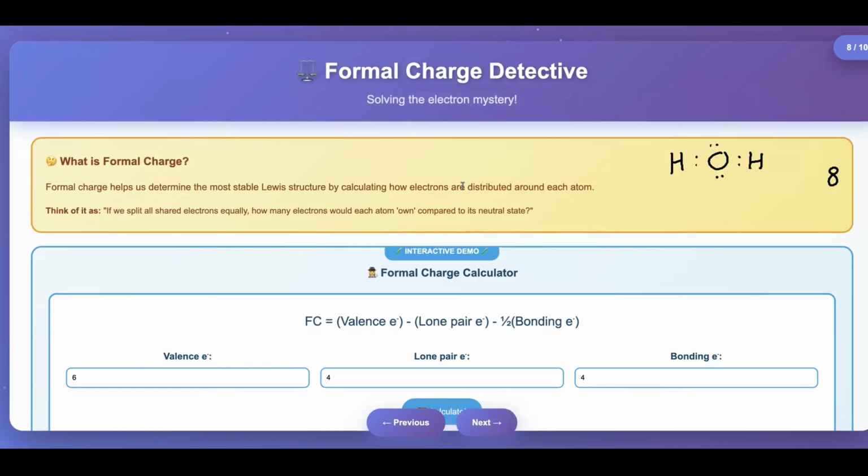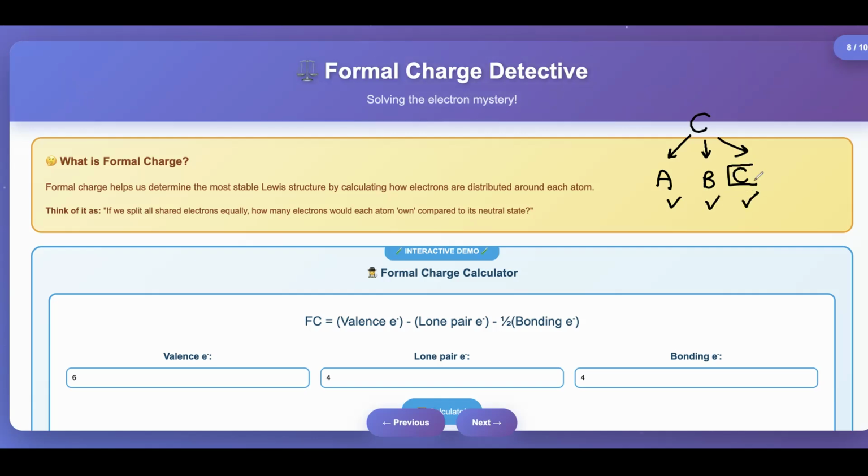The formal charge detective. What is the formal charge? This is a very important concept that always comes up in AP Chemistry exams and most high school exams. Formal charge helps us determine the most stable Lewis structure. Sometimes a compound has 2 or 3 structures that are all possible structures. How will I know which one is correct, when this is possible, this is possible, this is possible?